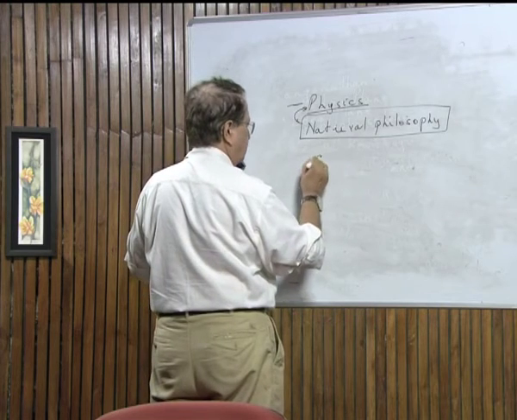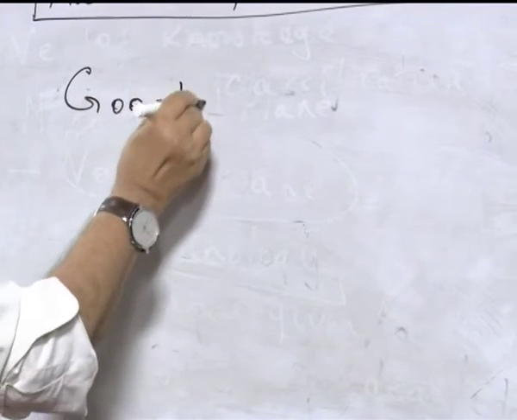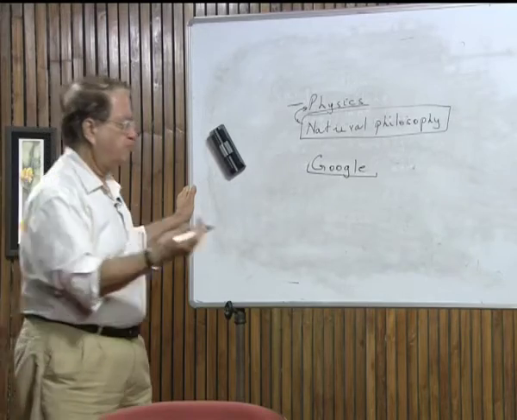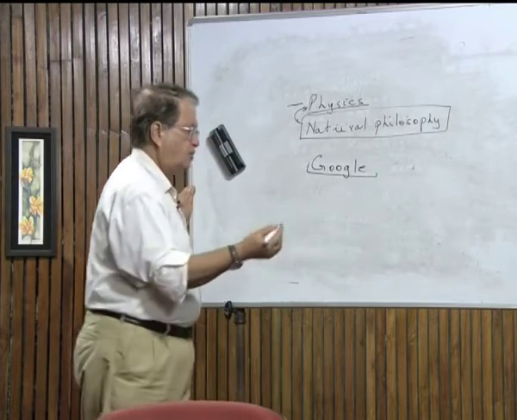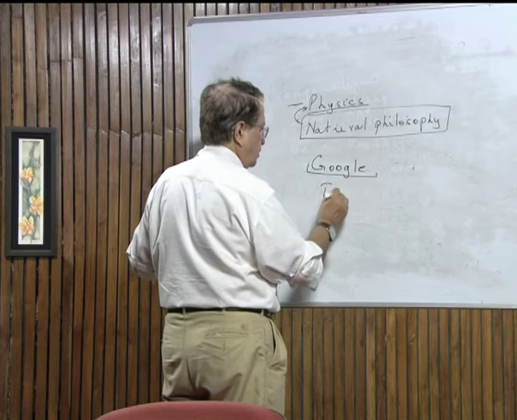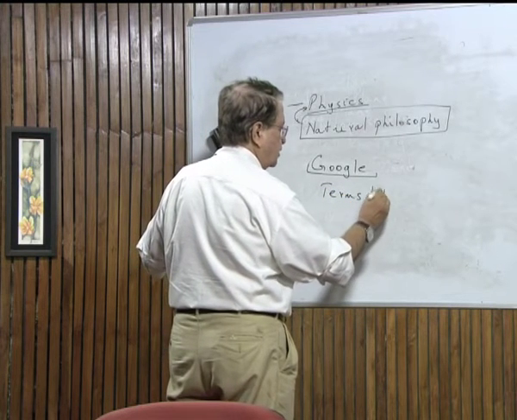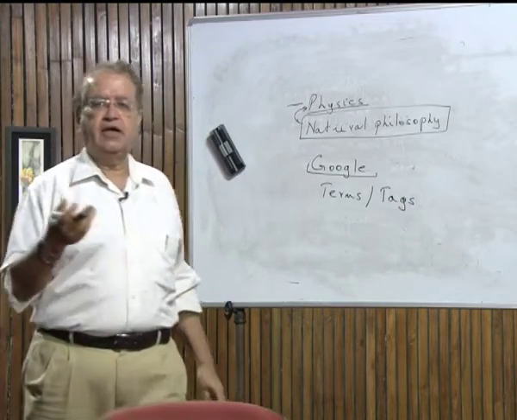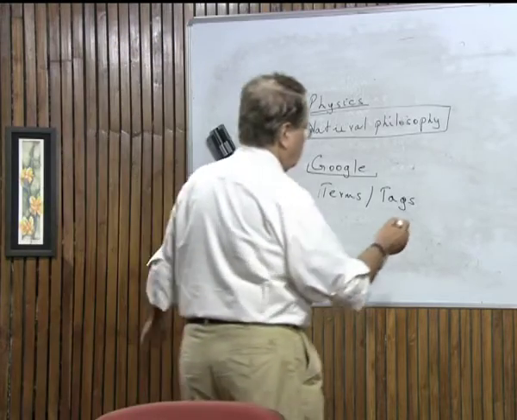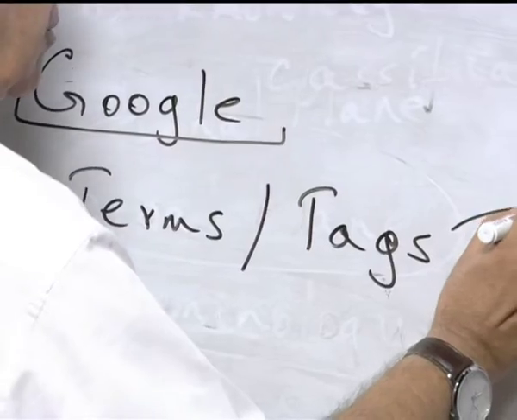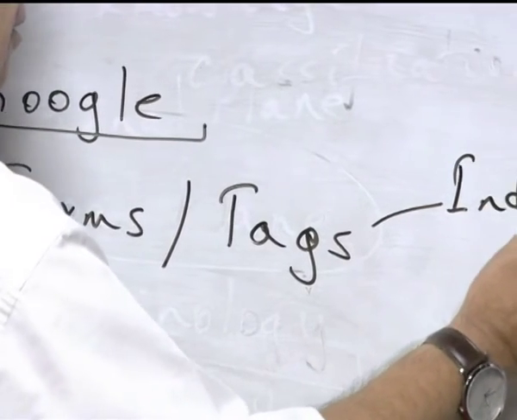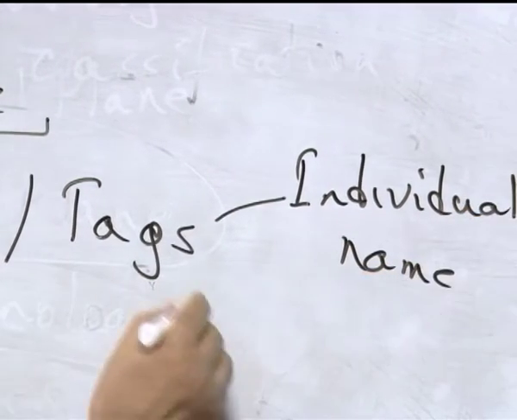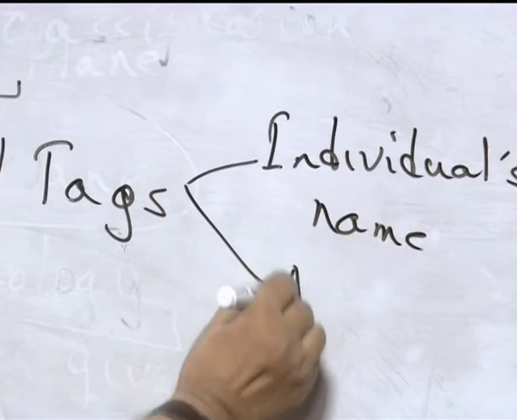One of the most famous engines that we have is Google. Now, how do you search for a subject or for a concept in Google? You think of a name, you think of a term, and we use terms, and we also use another word for it. We say we are using tags. Tags mean either a term, and they can also mean an individual's name, and it can also be the name of a concept.